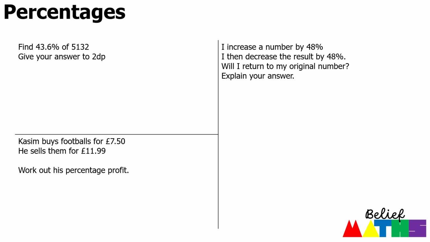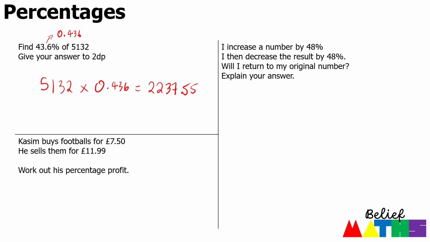Again, a high feature of a calculator paper is going to be your work on percentages. So again, finding a percentage of an amount, in this case you just do 5132 multiplied by, and we're going to work out our multiplier, which in this case is 0.436, so just dividing by 100, so 0.436, and that gives you an answer of 2237.55 to 2 decimal places.